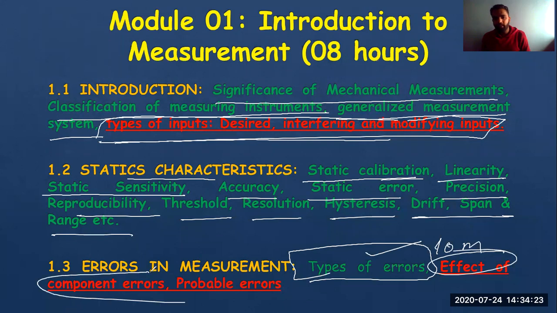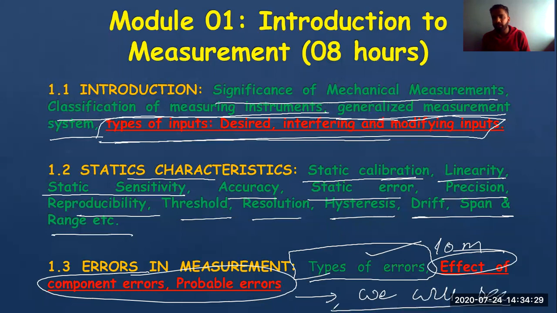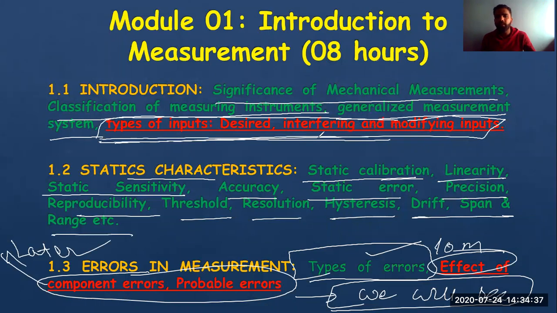Effect of component error and probable error, we will see if we want to cover it because I am not getting concrete data for it. If I get concrete data, I will cover this part, but if I don't get it, we will cover it later. So what is remaining in this module is effect of component error and probable error. And one more type that is remaining is types of input. We just need to cover this thing. We are done with the first module.